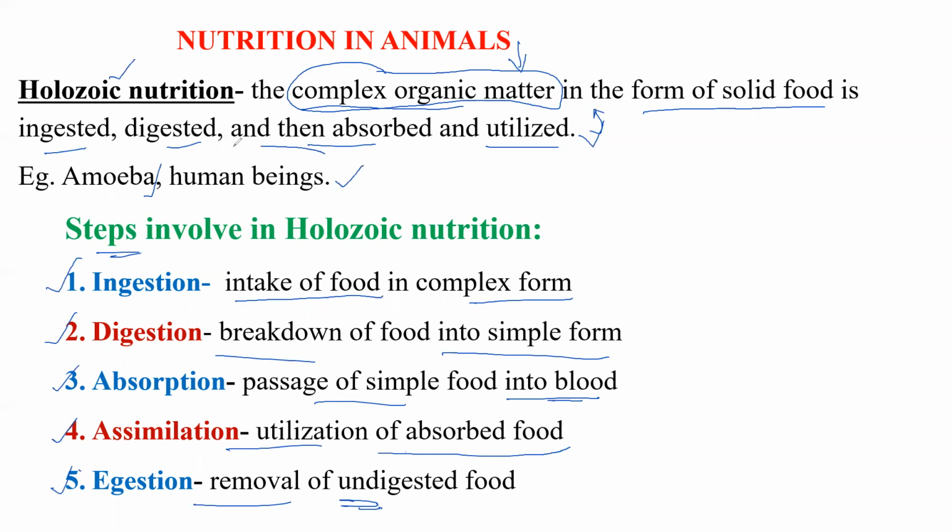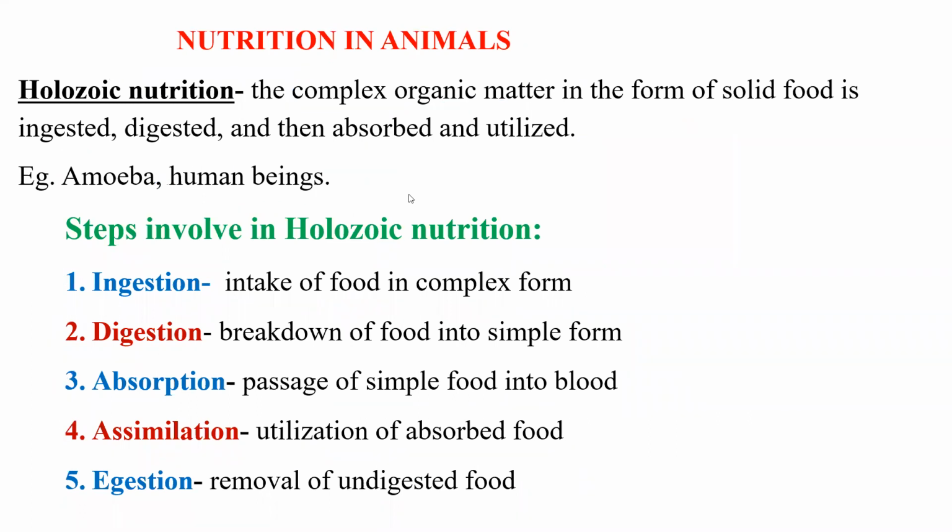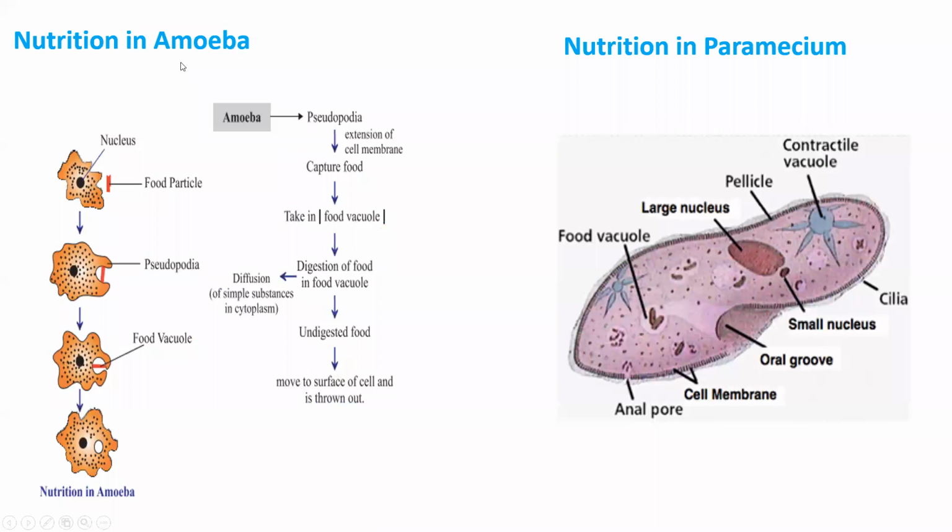Very clearly we are going to understand nutrition in human beings. Let's see that. First, unicellular organisms like amoeba and paramecium, we will see how nutrition happens in those unicellular organisms. After that, we'll move to human beings.